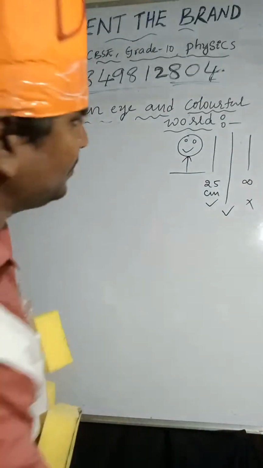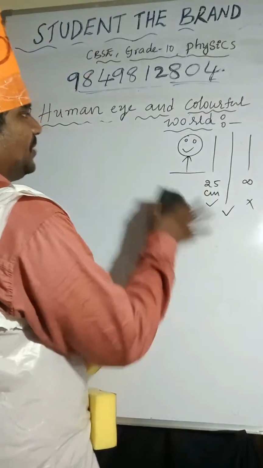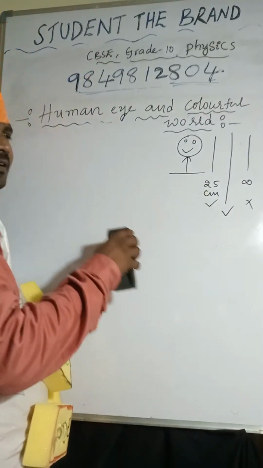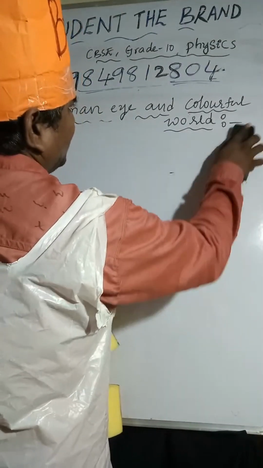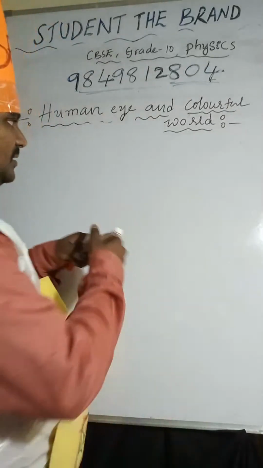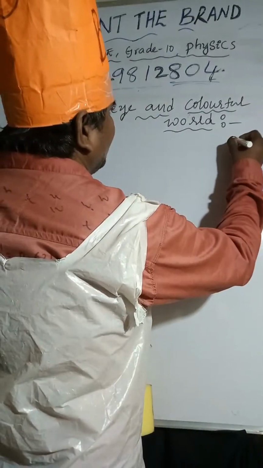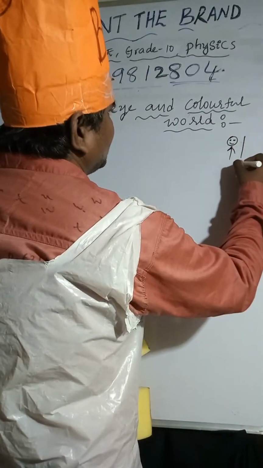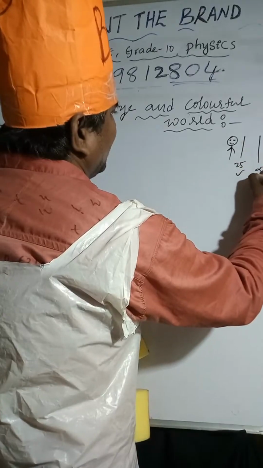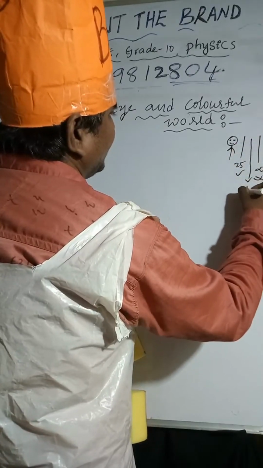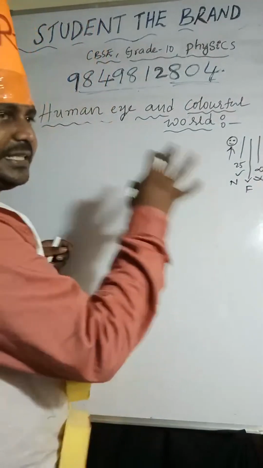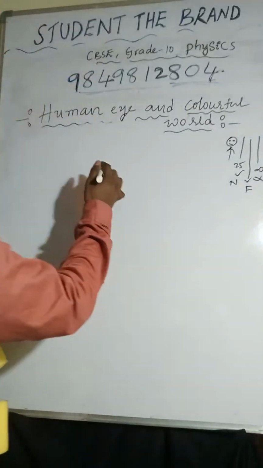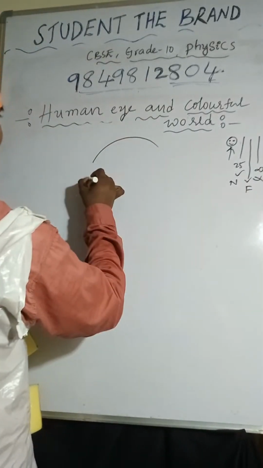Okay, so now we will draw the diagram. The same situation we'll draw in the format of a diagram. So remember this one. I will draw a small diagram. The person is here. You can see 25 centimeter, you can't see infinity. Between here you can see. That's the far point. This is the near point. I hope it is very clear. Same situation, I will draw the diagram. Just look at the board.